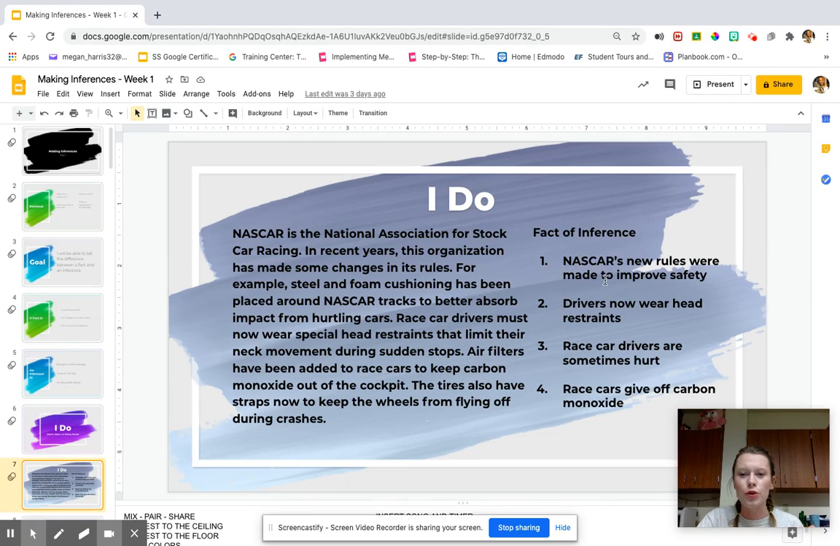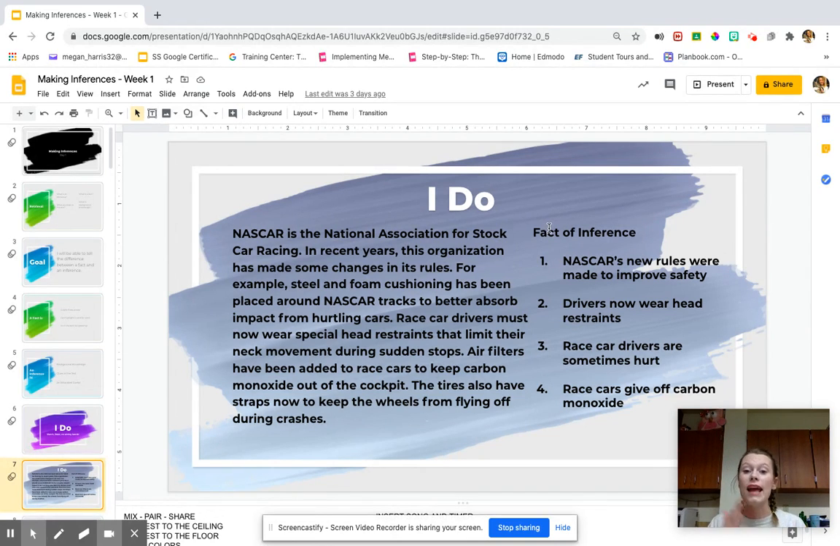NASCAR's new rules were made to improve safety. Drivers now wear head restraints. Race car drivers are sometimes hurt. And race cars give off carbon monoxide. Okay, so what I have to do is I've read these 4 statements and I have to ask myself, is this a fact or an inference?